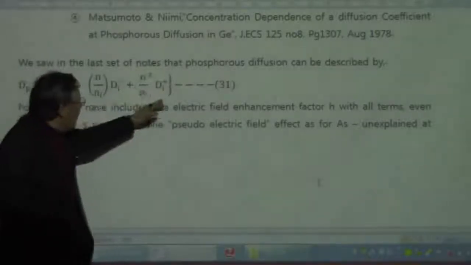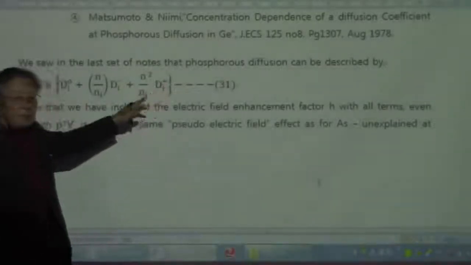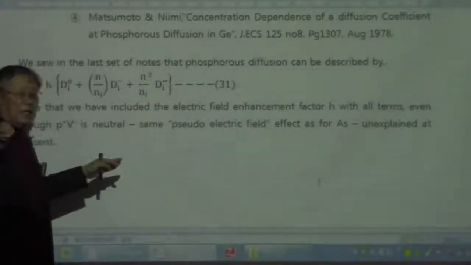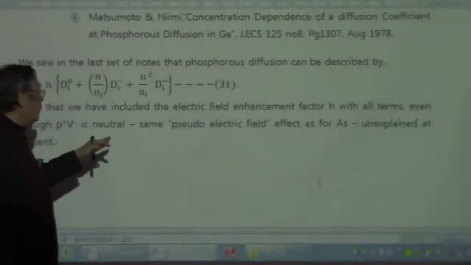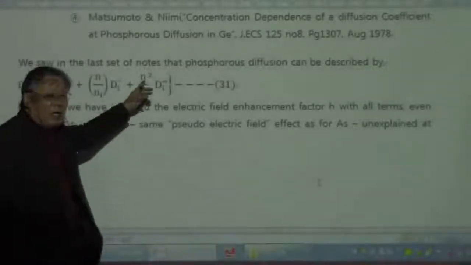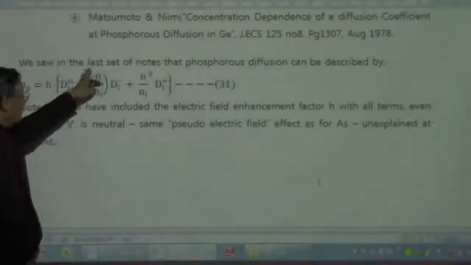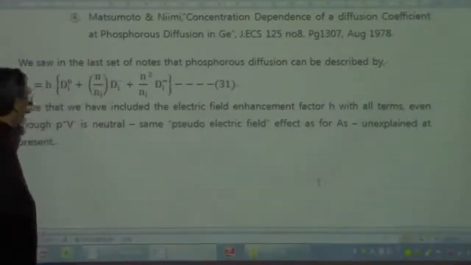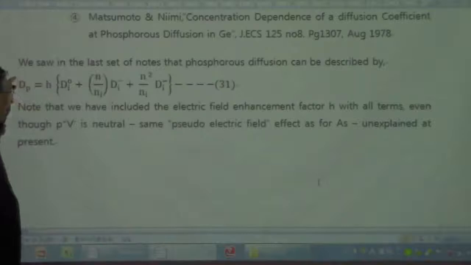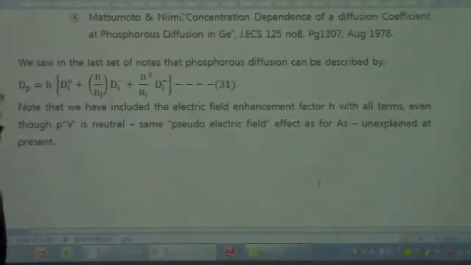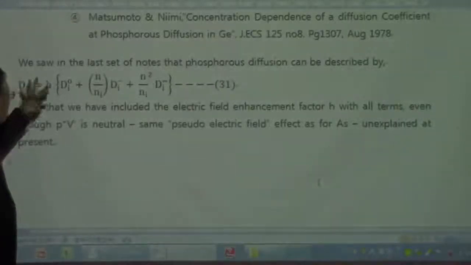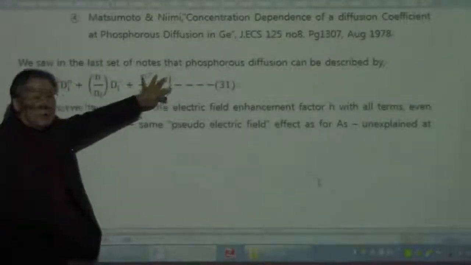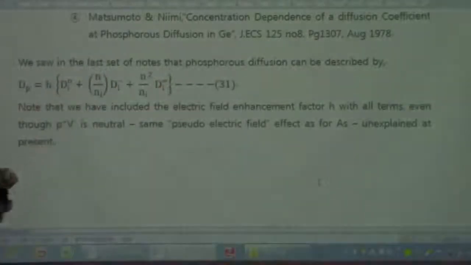So this has to be considered. It's a dominant factor in a heavily doped case, okay, when the N value is large. So oftentimes this is neglected. We can set, so the heavily doped case usually consists of 2 terms, this term and the doubly negatively charged term here.